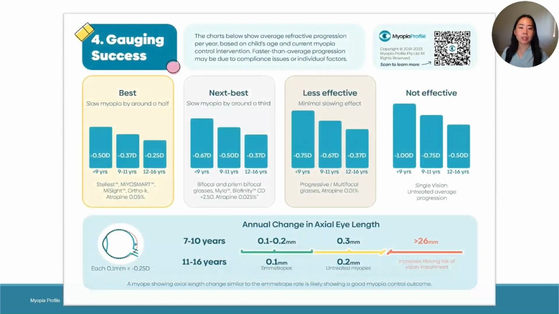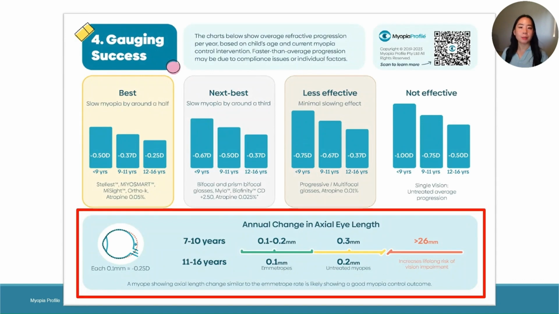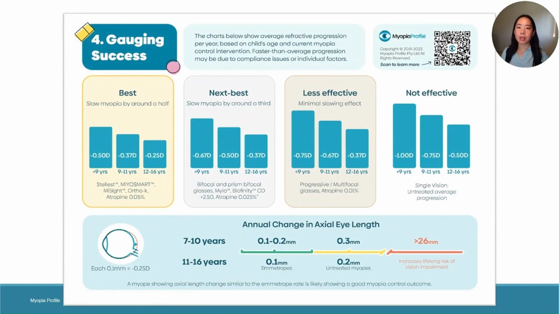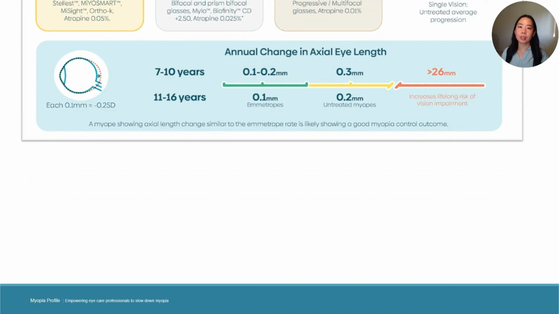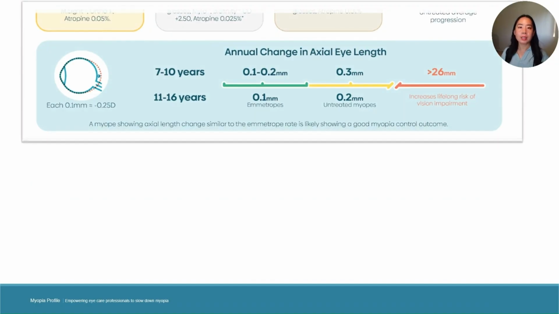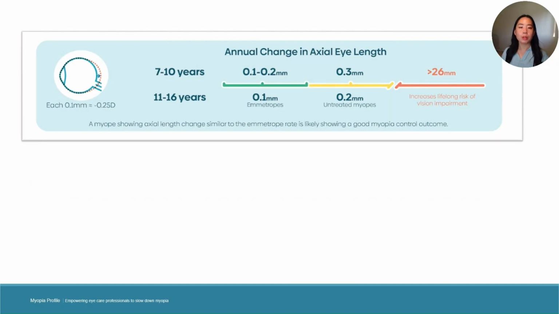Axial length progression is covered in this box here. So let's take a closer look at that one now. You can see that for a 7 to 10-year-old emmetrope, they would experience growth of around 0.1 or 0.2 millimeters per year, whereas an untreated myope of that age would grow around 0.3 millimeters, which is around double.